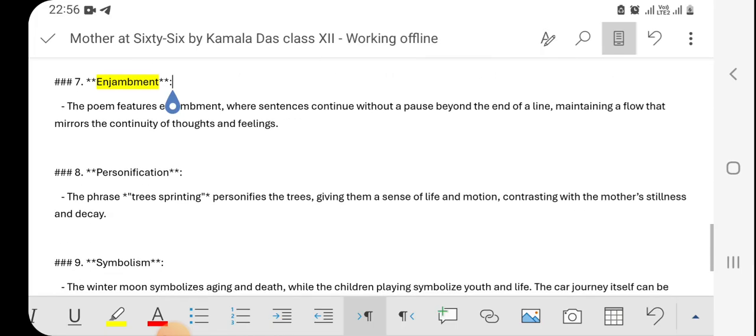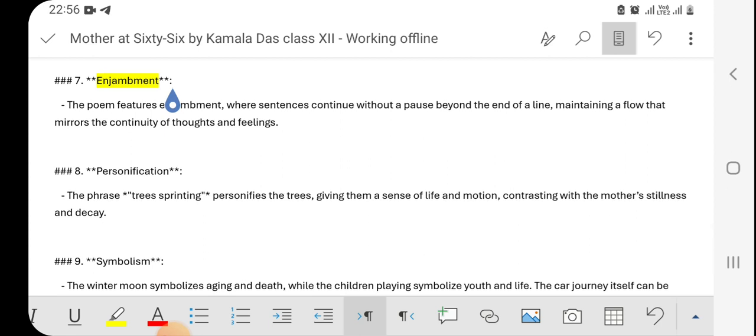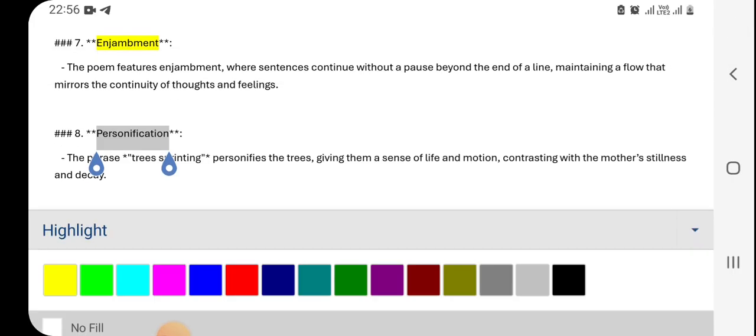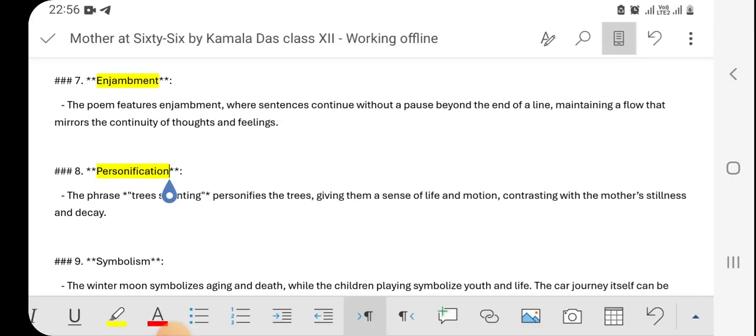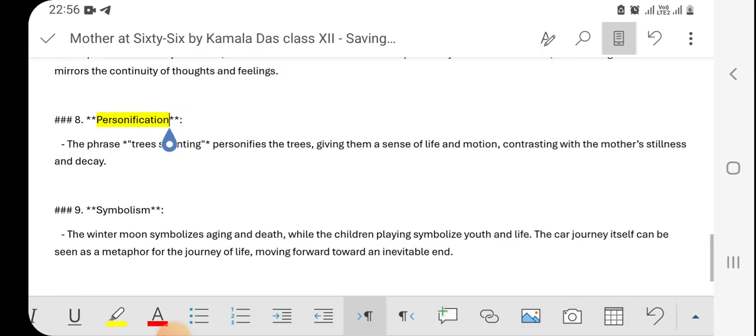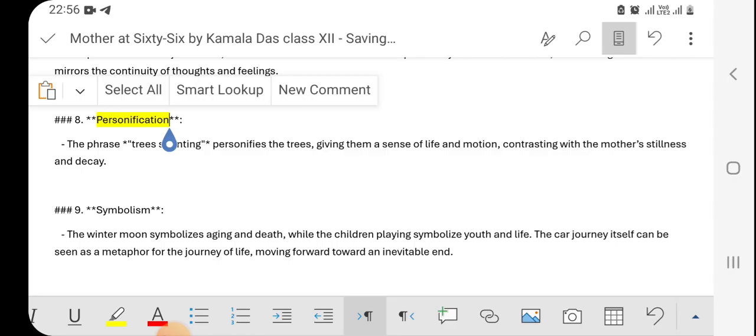The next poetic device that we can find in the poem is personification. Personification is a poetic device under imagination. Here in personification, basically the characteristics or the attributes of living things are given to non living objects. In this poem, we have the phrase trees sprinting, which personifies the trees, giving them a sense of life and motion, contrasting with the mother's stillness and decay.